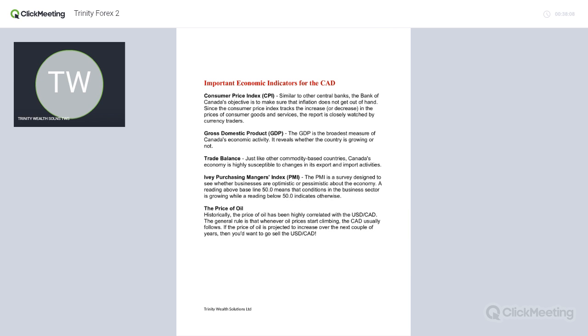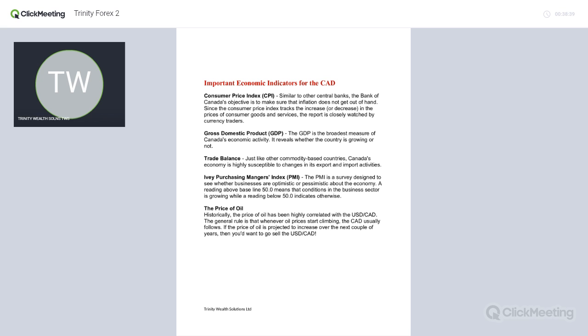Then you look at the Canadian dollar, CAD. Again, consumer price index is the same across the board. GDP, trade balance, Ivey purchasing managers index. So it's just a few reports which differ, but some are the same, like the trade balance, GDP, CPI, unemployment, and employment rate. They have almost the same level of importance across the 8 major currencies. Then there are just a few which are unique to a particular currency.